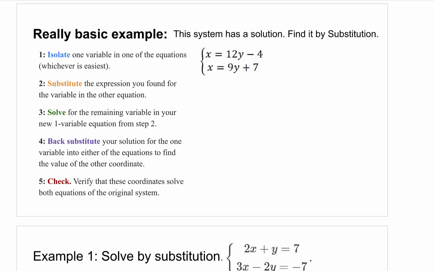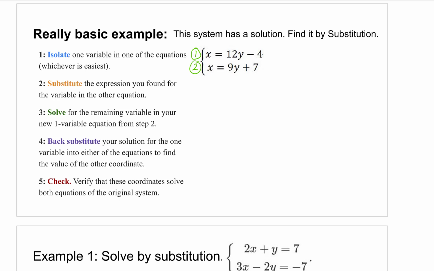So I'm going to start with a really basic example where it almost doesn't feel like what we're doing is substitution. Equation 1 here will be the equation x equals 12y minus 4, and the second equation will be x equals 9y plus 7. Now I noticed that in both equations, x is isolated. We should confirm for ourselves that this system does in fact have a solution. These two equations do correspond to lines with different slopes.